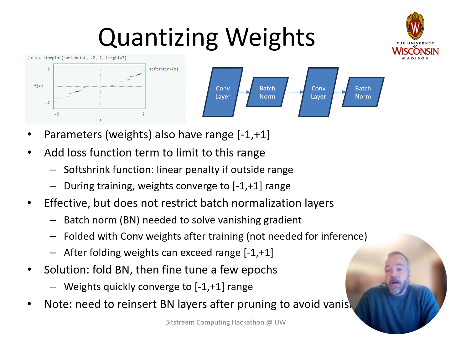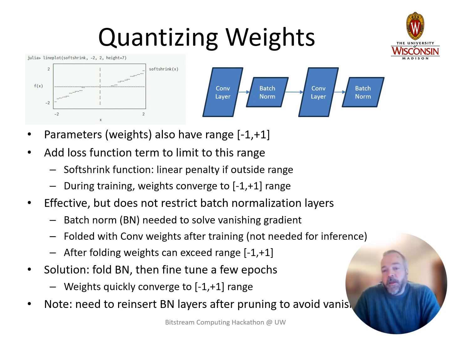So our solution for this hackathon to that particular problem is to go ahead and fold the batch norm weights into the convolutional layer, and then fine tune the network for a few more epochs. Again, with this loss function active that I was just describing, and it turns out that that works really well. The weights quickly converge to the -1 to +1 range, even when they are including the batch norm corrections in them. And again, now we have a network that maps nicely to our Bitstream computing substrate.